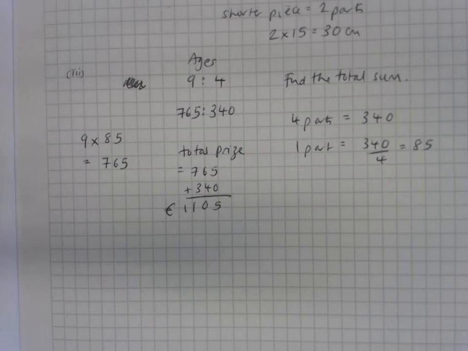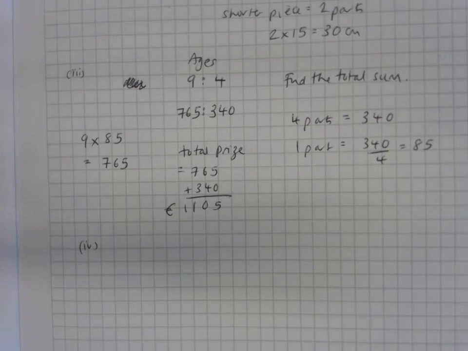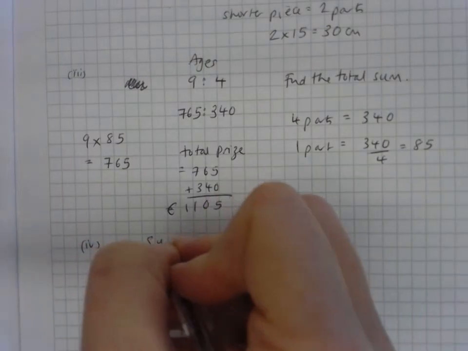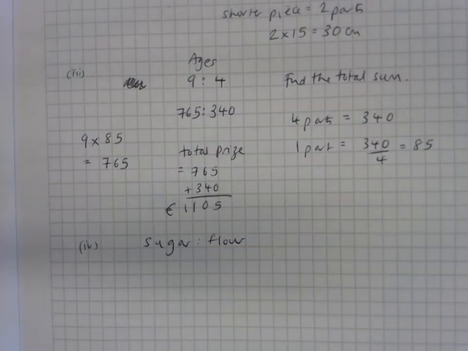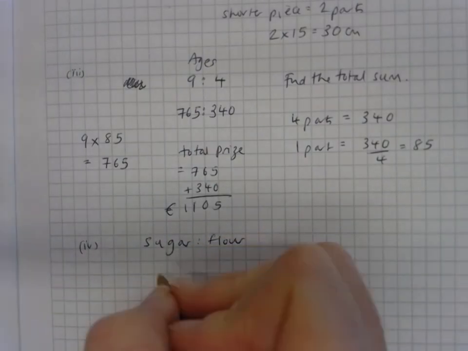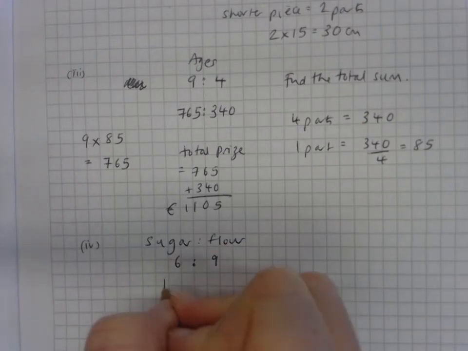Okay, great. Part 4. Ross makes biscuits, mixing sugar and flour in the ratio 6:9. Okay, so our ratio is to do with sugar and flour. I wonder what biscuits he's making, but anyway. 6:9. If he uses 180 grams of sugar, how much flour is used? So he uses 180 grams of sugar. So this is 180 grams.